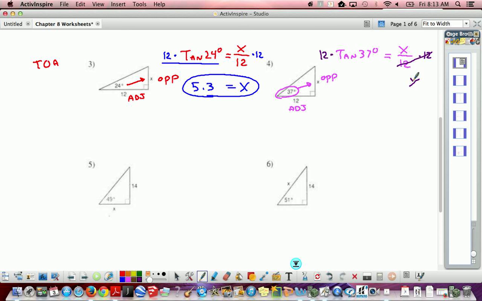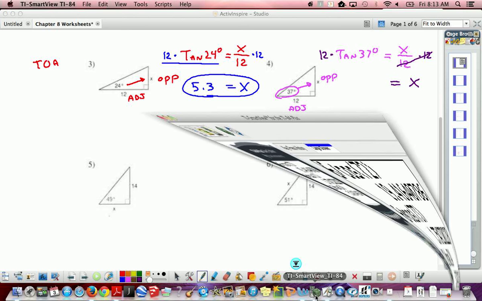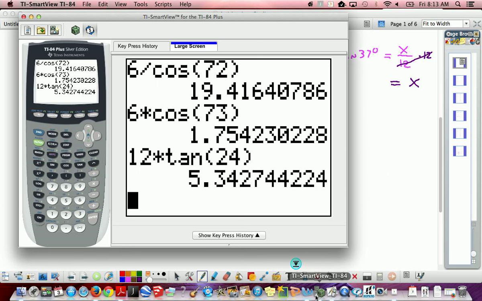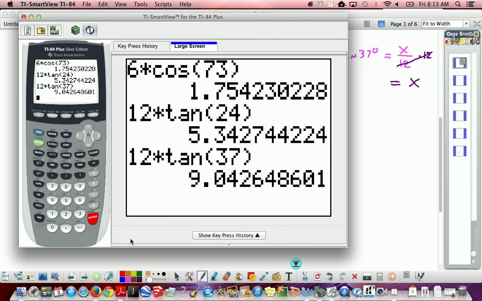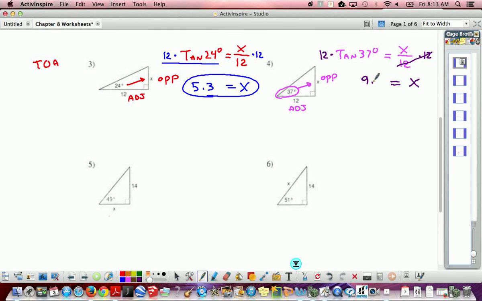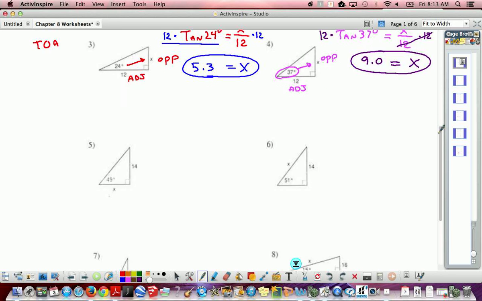12's cross out, so x equals, plug this one in our calculator, so we're going 12 times tangent of 37, and we get 9.04, which we would round to 9.0. It's good to put the 0.0 after it because that usually tells the reader that the answer was rounded.